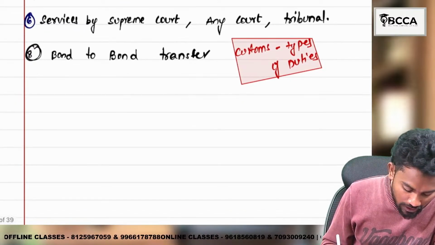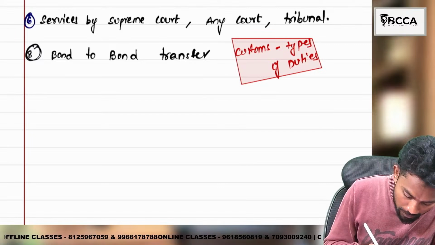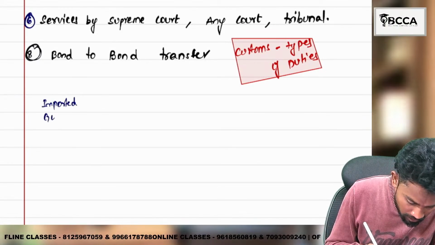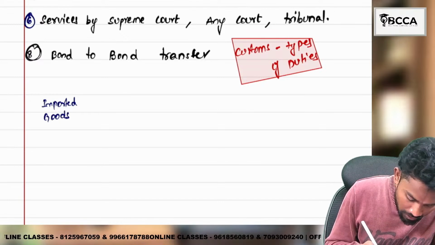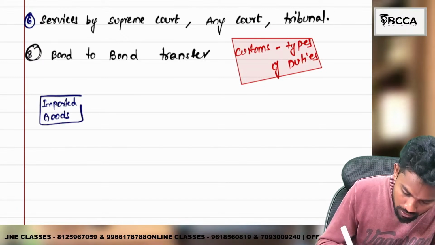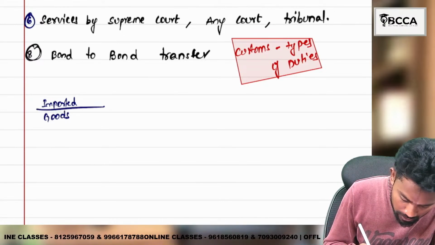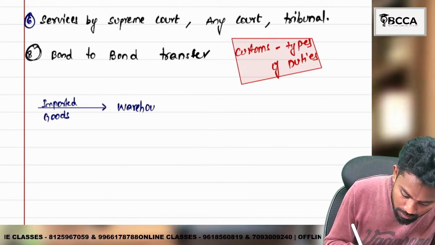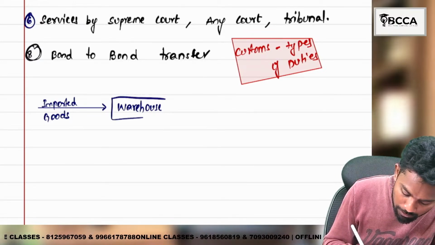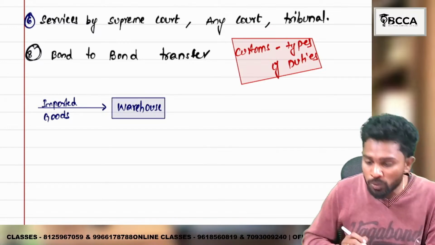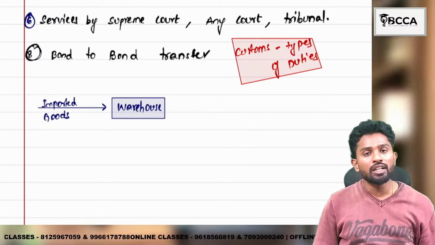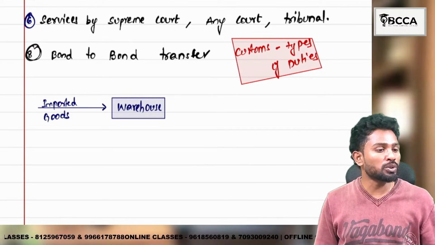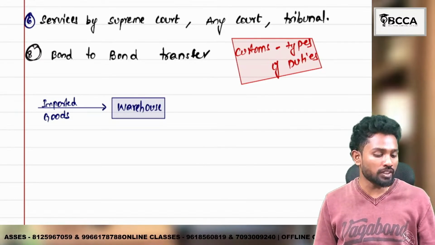Bond to bond transfer. So let's say you have imported goods, and they were kept in the warehouse. In customs, the goods which were imported can be cleared for home consumption on payment of duty, or can be kept in the warehouse where the duty payment will be postponed for some time.